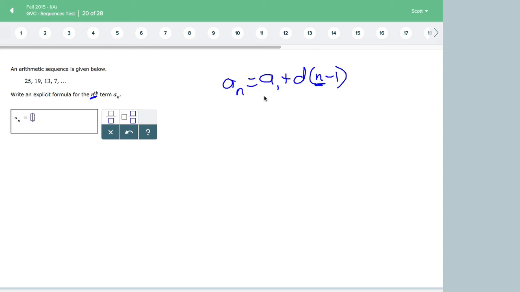What is a sub 1? That's our first term, so we see that's 25. And then what's our common difference? We're going down by 6, so minus 6, not plus, because we're going down. And then that n stays the same, and we just type it just like that. And that's the answer.